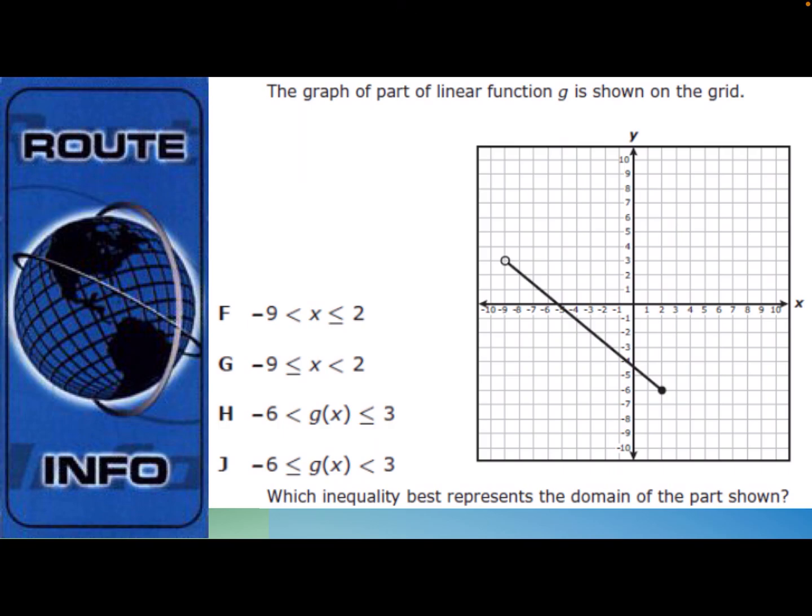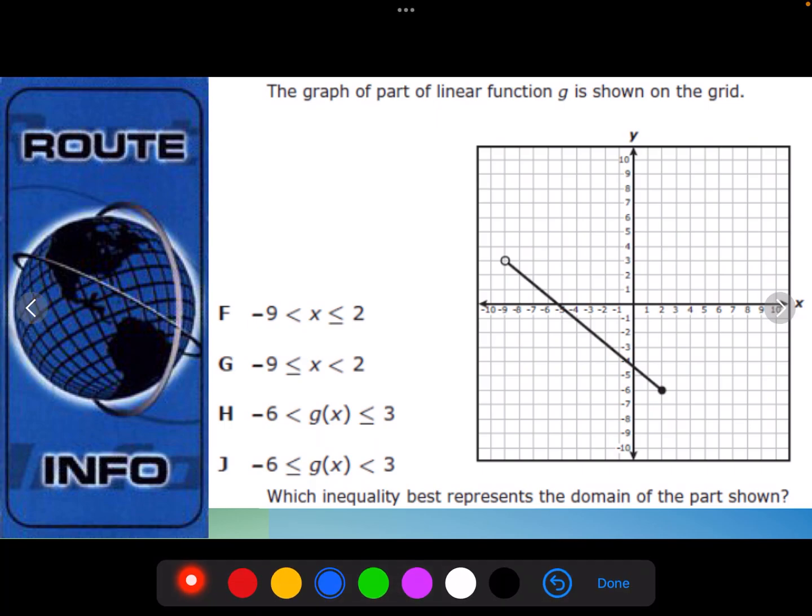Welcome to the next day of our summer review. Today we're doing domain and range. So quickly, domain is the set of all x values, and range is the set of all y values.